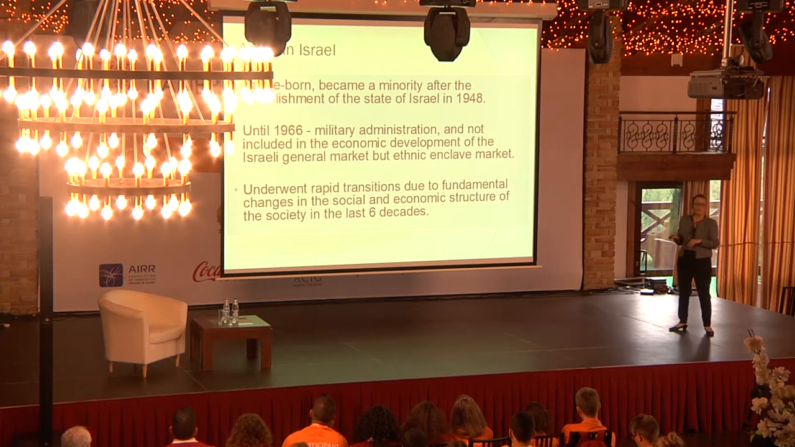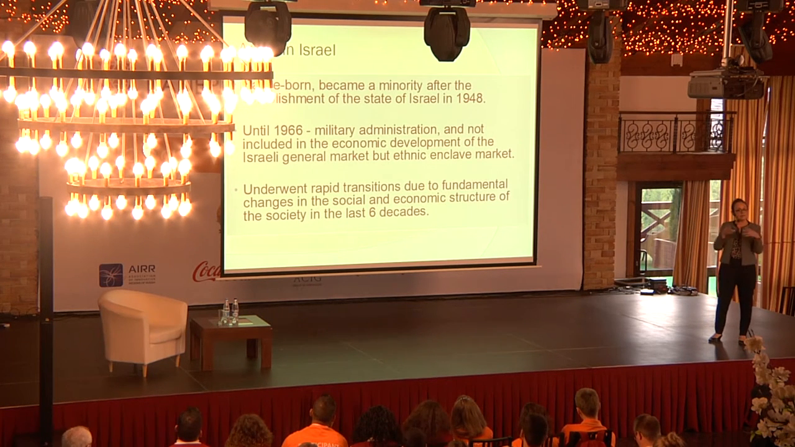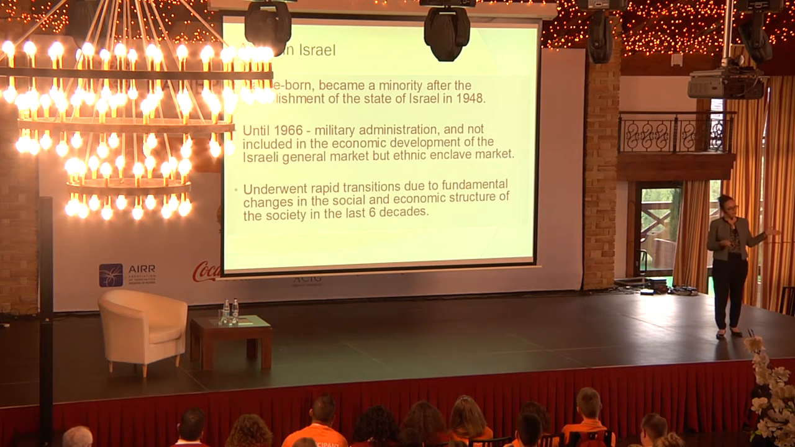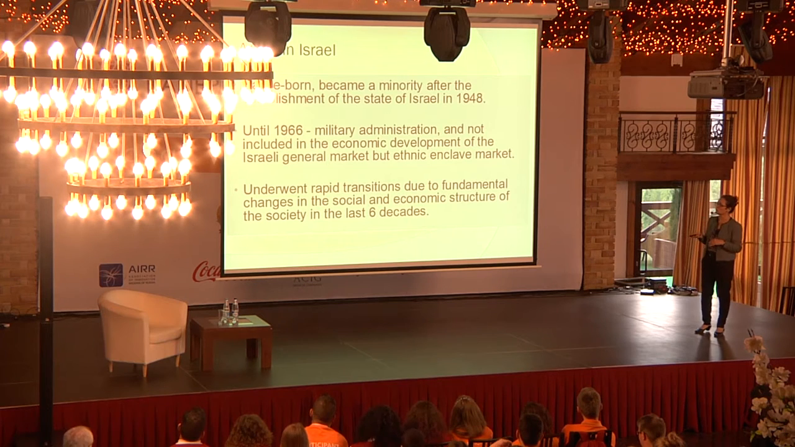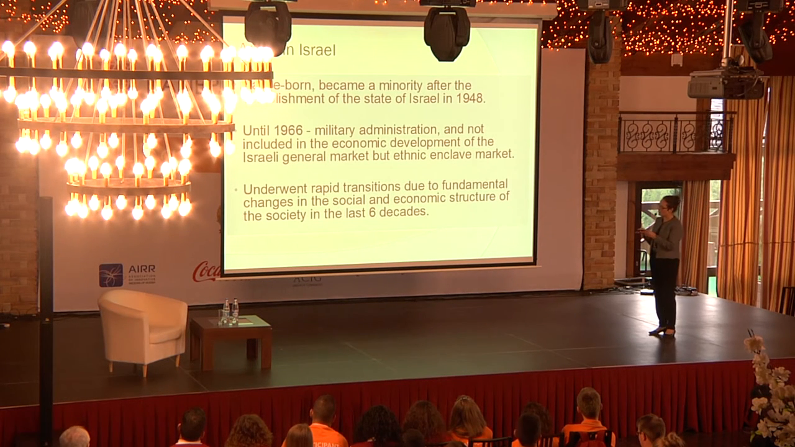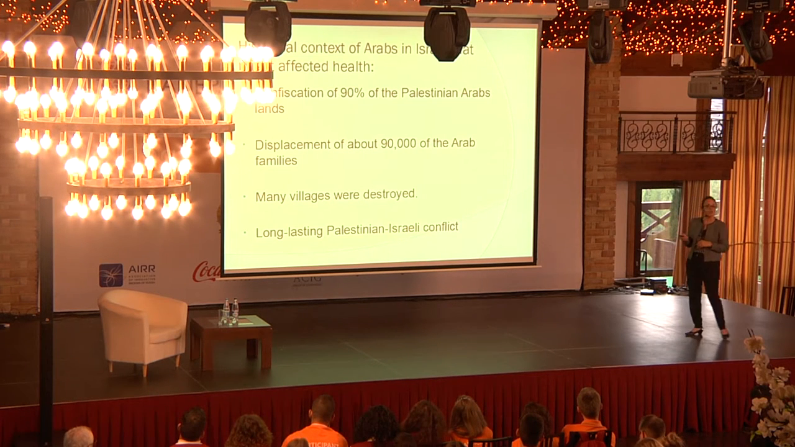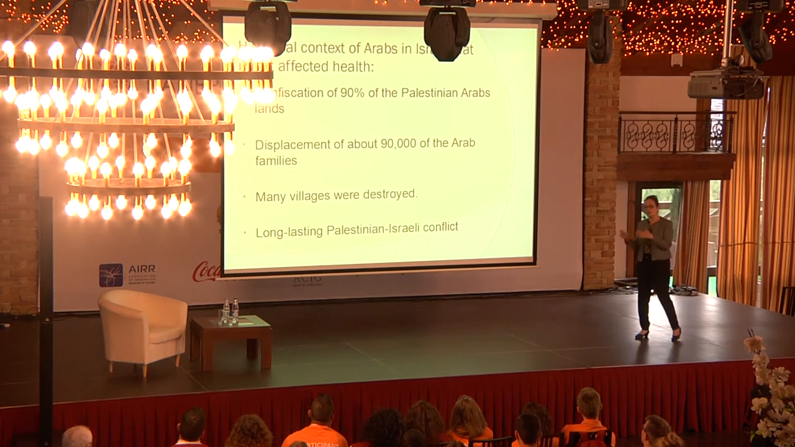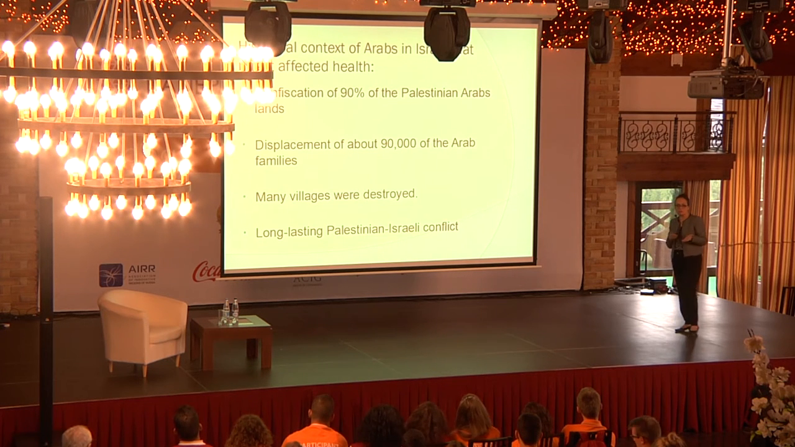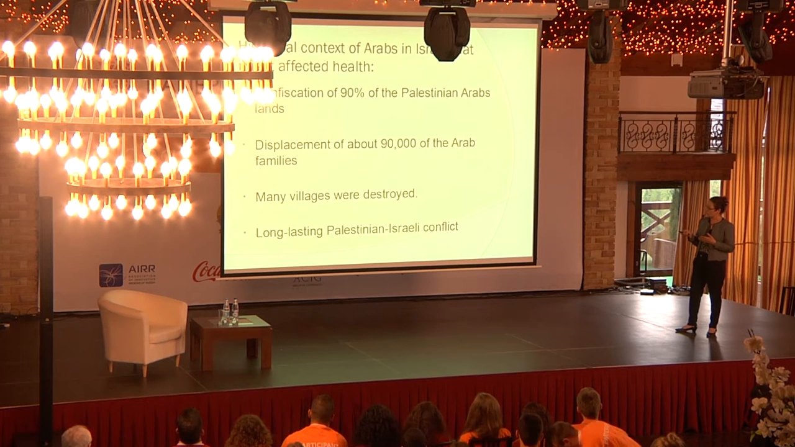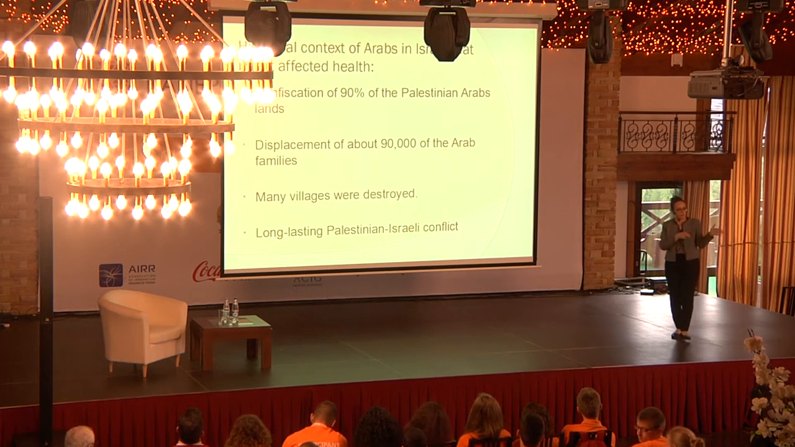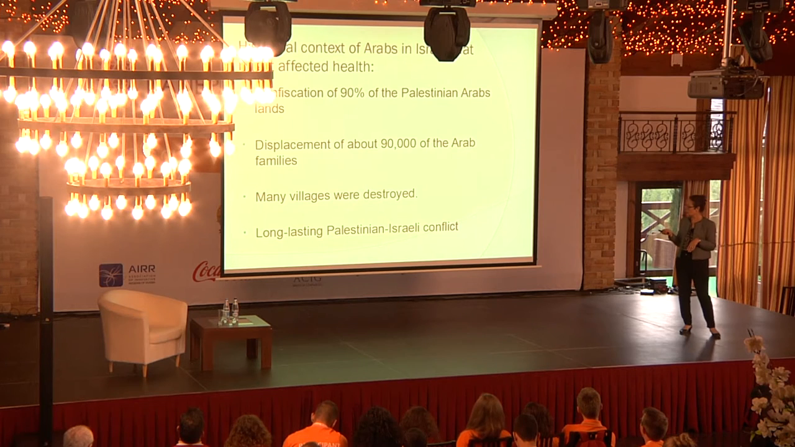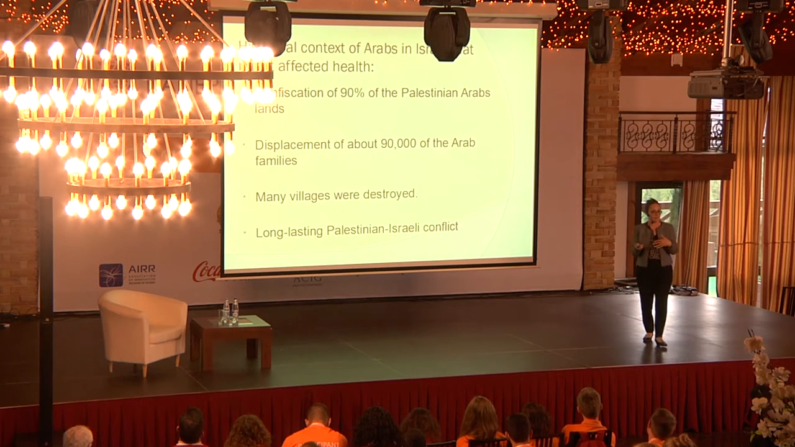Arabs also went through many transitions in different aspects of life from 48 until now. They changed a lot because of the change of their economy. Why was there a change of the economy among Arabs? Because many of the lands of the Arabs were confiscated by the Israeli governments, so they changed from agricultural societies to a semi-industrial society. Many of them were displaced to other villages or outside the border of Israel. Many villages were destroyed. And their health must also be affected by the long-lasting Israeli-Palestinian conflict.